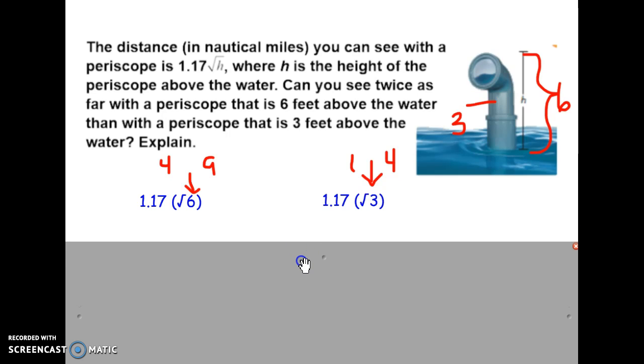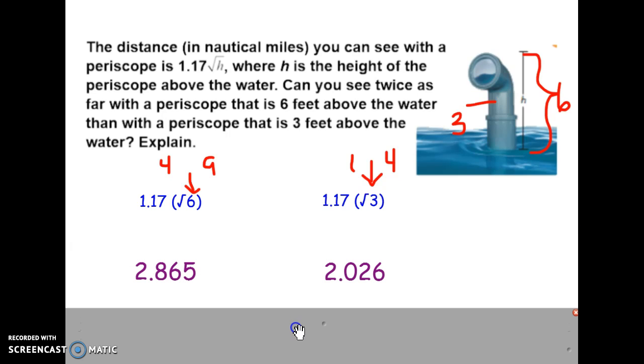But what I actually did for you is I plugged it into a calculator. And if I take 1.17 times the square root of 6, I get 2.865. And if I take 1.17 times the square root of 3, I get 2.026. This is not doubled. It's not even close. Yeah, it's a little bit bigger, but it's not even close.